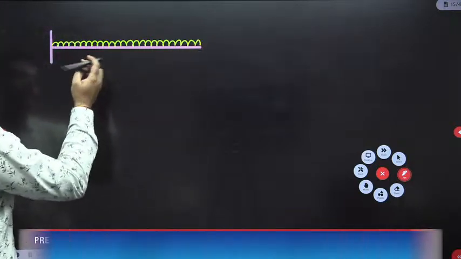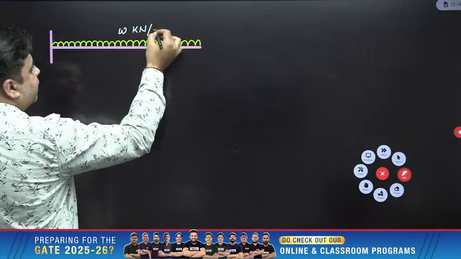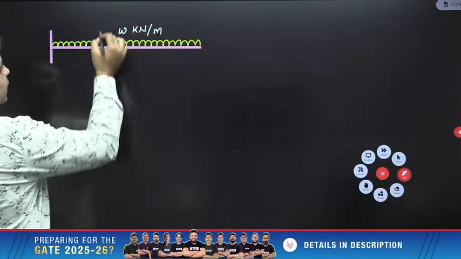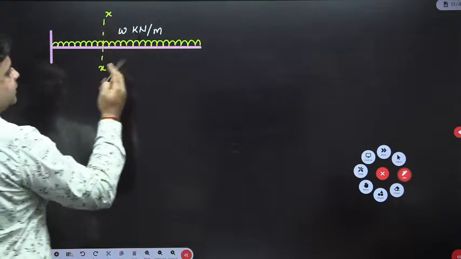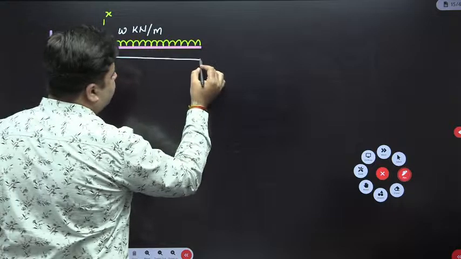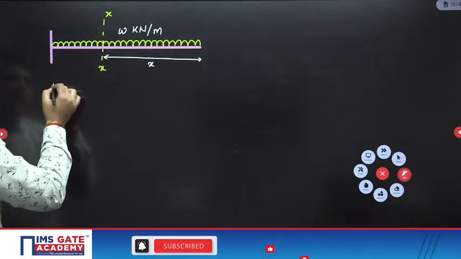The UDL is acting like this. The magnitude of this UDL is W kilonewton per meter. Now, if you consider any section XX, for the cantilever beam all the distances will be measured from the free end. So, what will be the value of bending moment over this section?